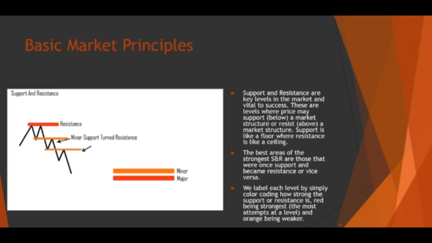And so, once again, what we have on the left side is basically a color guide to how we do things. We mark our minor S&R, either support or resistance, doesn't matter, in orange, and major in red. Okay? And we'll discuss what that means in a minute. But we label each level by color coding how strong it is. Red being strongest, and orange being a little weaker.